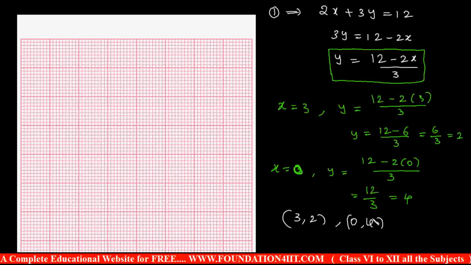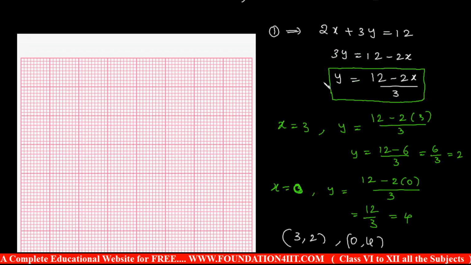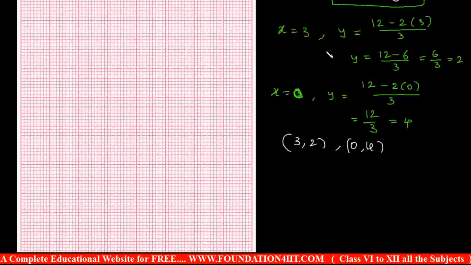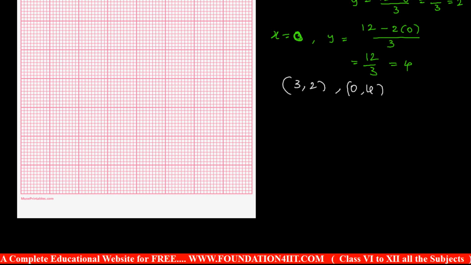These 2 points we should plot on the graph and draw one straight line. Any linear equation, if you plot it on the graph, gives a straight line. Similarly, equation 2 also we will take. Equation 2 is x minus y is equal to 1. From this, taking y to this side, y equals x minus 1.